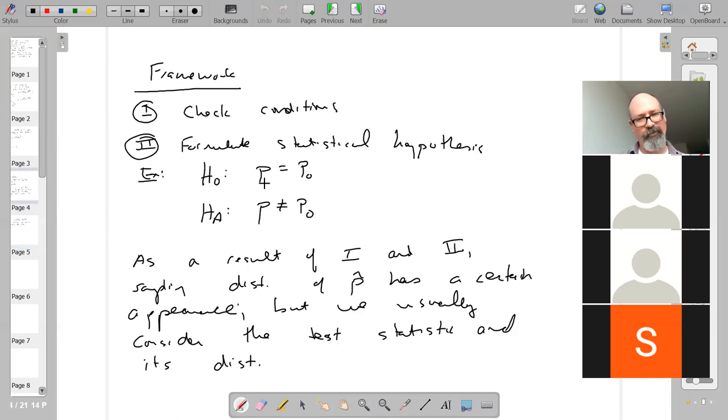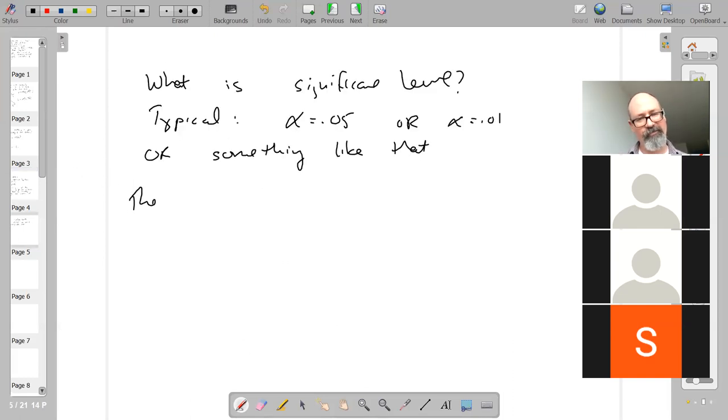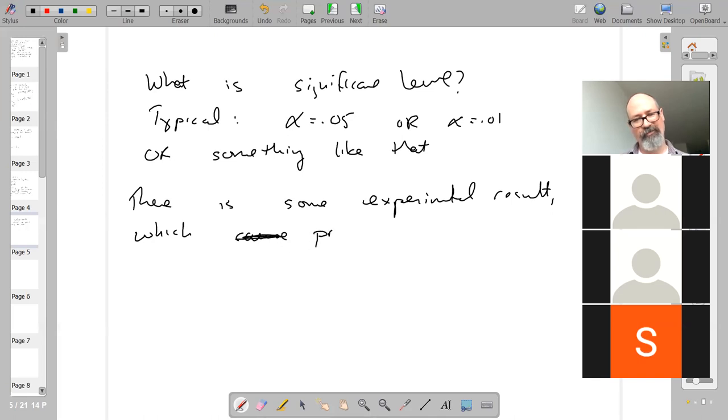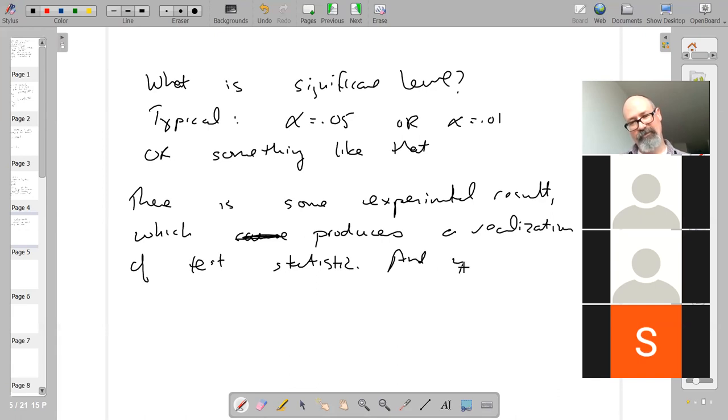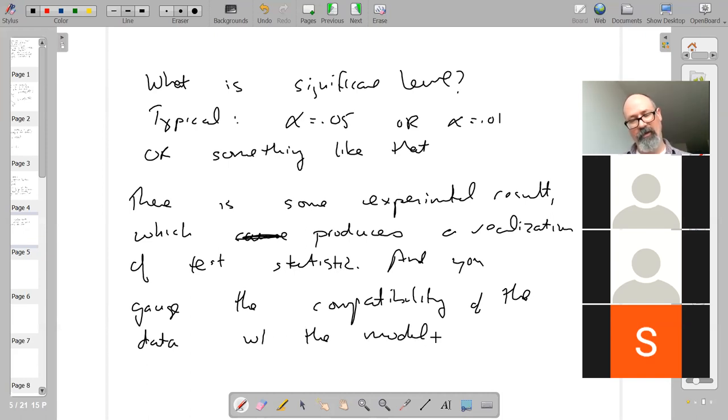And so when you're at this point, usually there's an experiment. So there's some experimental result which produces a realization of the test statistic. It's a number. And you gauge the compatibility of the data, the experimental result, with the model on that basis. Basically the test statistic is what allows you to say something about whether or not you think the data is in some way compatible with the model.